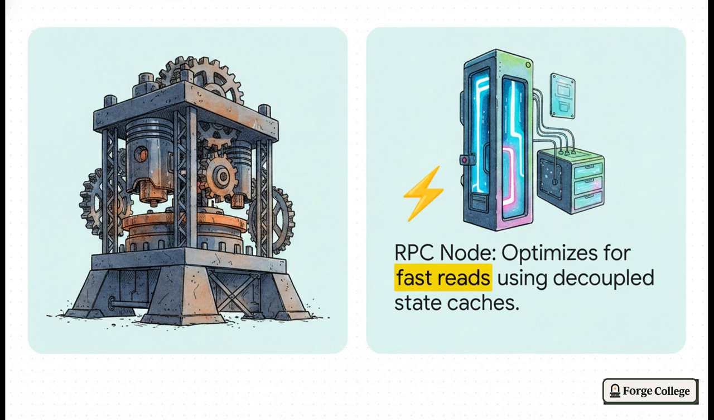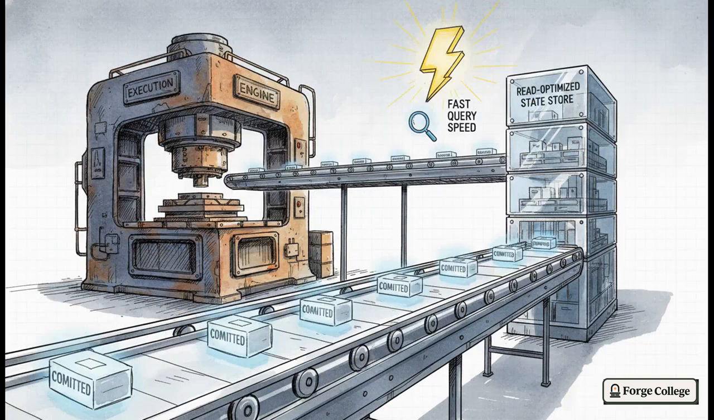But an RPC node, that completely shifts the focus. It emphasizes the RPC and JSON layer and uses a decoupled fast cache state snapshot just to keep user API queries incredibly fast. And what if you're running an indexer? Well, in that case, your factory basically bypasses the execution engine entirely. An indexer relies purely on streaming committed transaction receipts into a read-optimized state store. So you're essentially trading immediate exactness for lightning-fast query speeds.